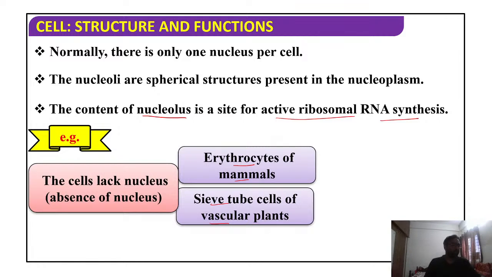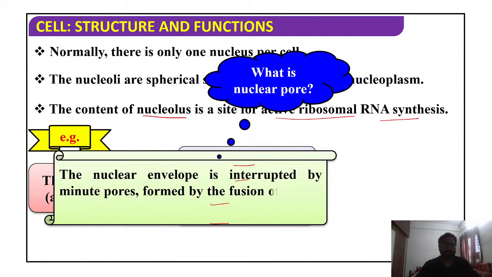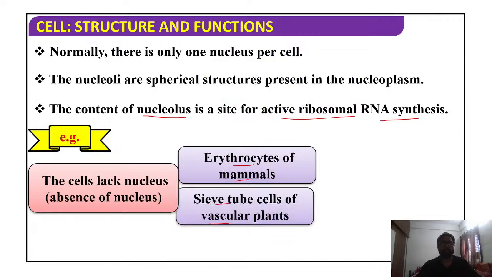Students, this slide is very important for all of you because they will ask you for examples of which cells have a nucleus and which do not. On your screen you have erythrocytes of mammals and sieve tube cells of vascular plants. So now here is a question again for you. What is a nuclear pore? As I mentioned earlier, the nuclear envelope is interrupted by minute pores, which are formed by fusion of its two membranes.